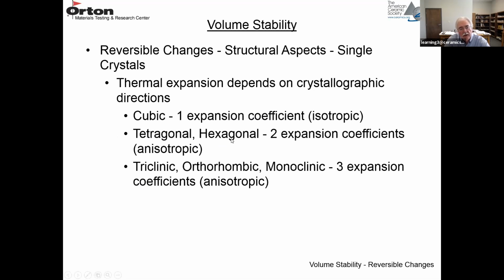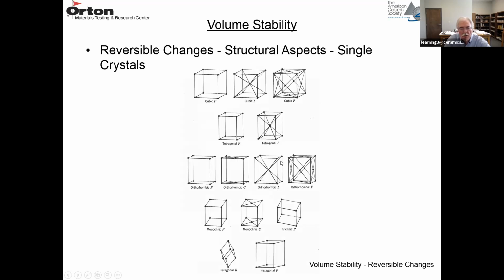In tetragonal and hexagonal crystal structures, you're going to have 2 expansion coefficients because it's anisotropic. And in triclinic, orthorhombic, and monoclinic, you have 3 expansion coefficients. It's also anisotropic. So we'll talk about crystal structures a little more when we talk about the chemistry of each type of refractory. But this is a diagram of the different crystal structures I just mentioned.